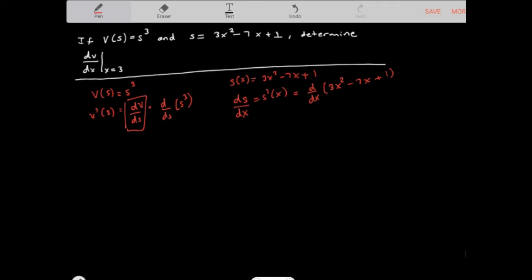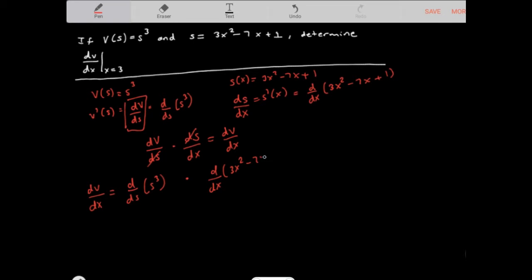Now we want to figure out the rate of change of v with respect to the rate of change of x, right? So dv with respect to dx. In order to do this, we need to multiply the derivative of v with respect to s by the derivative of s with respect to x. And you can notice here that the ds terms would cancel out and you would actually get dv over dx. So dv over dx is going to be equal to the derivative of s cubed multiplied by the derivative with respect to x of 3x squared minus 7x plus 1.